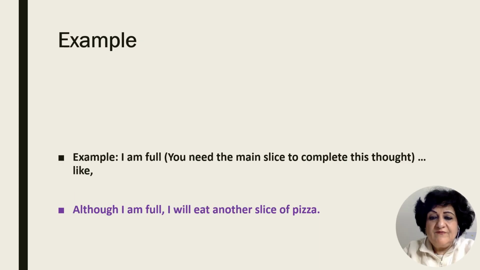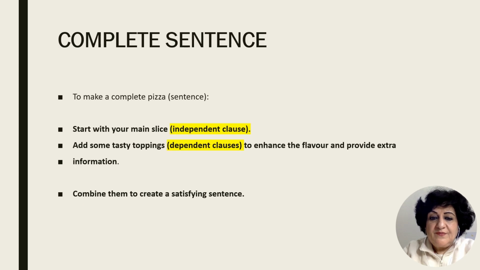For example, if I say I'm full, though you might say that it's a complete thought, we can add some toppings to it and make it fuller. Although I'm full, I will eat another slice of pizza. So to make a complete pizza or a sentence, start with a main slice, an independent clause, add some tasty toppings, dependent clauses, to enhance the flavor and provide extra information. Combine them to create a satisfying sentence.